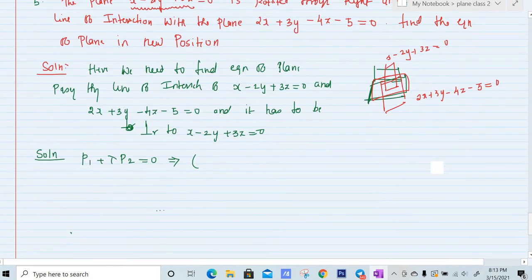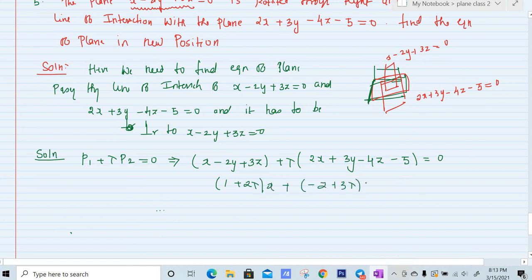So if you do this in the same manner, I'll just write the answer here. So you will have x minus 2y plus 3z plus lambda into (2x plus 3y minus 4z minus y) is equal to 0. So if you compare this, you will have (1 plus 2 lambda) into x, (3 lambda minus 2) into y, plus (3 minus 4 lambda) into z and minus 5 lambda is equal to 0, right?